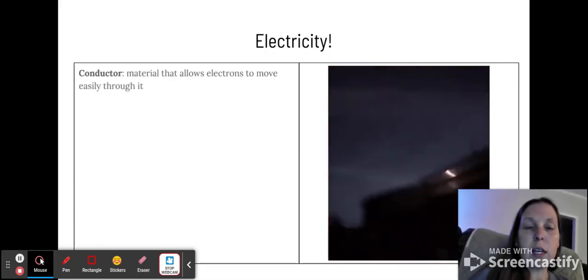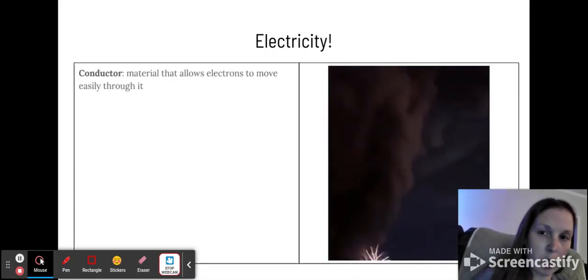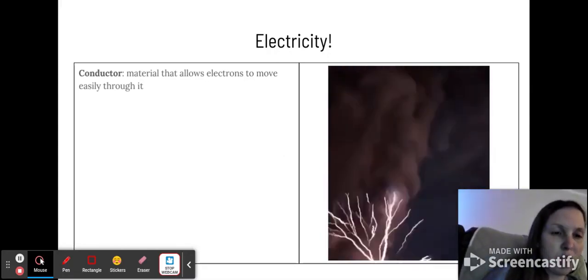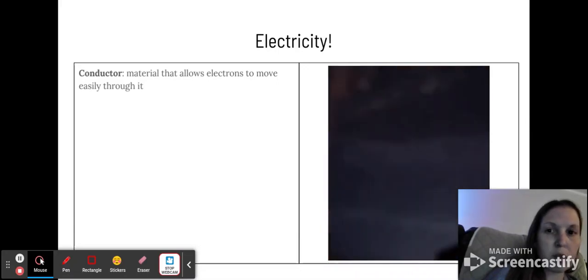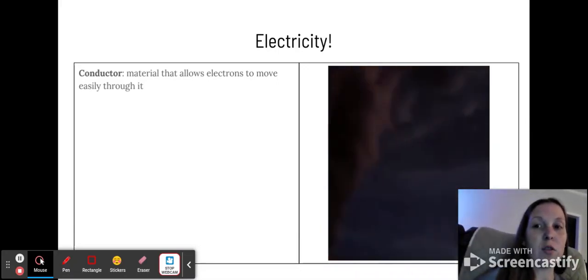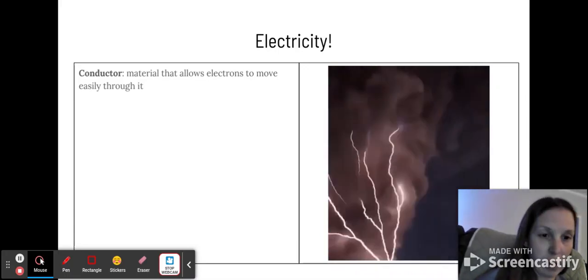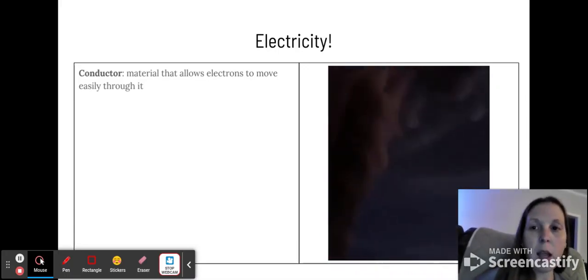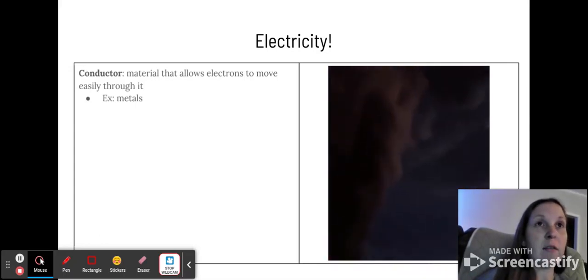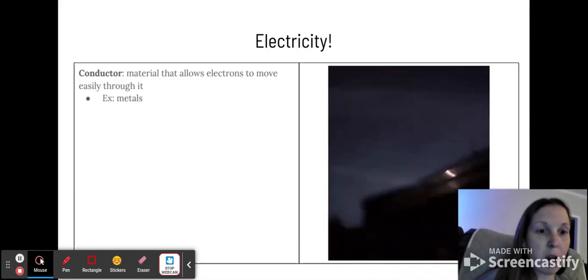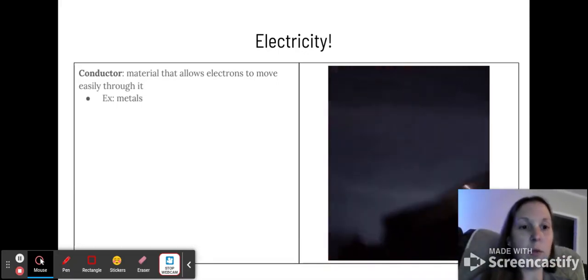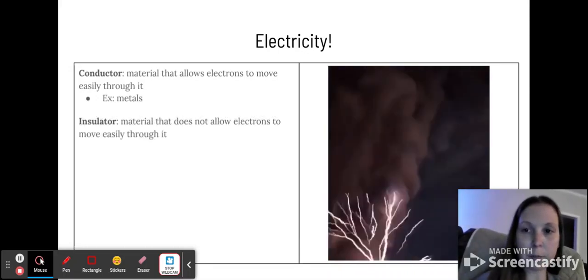So electricity, as we've talked about with electric charge, we're looking now into conductors. And you should know a little bit about conductors. Metals are great conductors. And these are materials that allow electrons to move very easily through them. And metals are good conductors because, if you remember, they have the sea of electrons in terms of their model. They're free floating, so they're able to move more easily.